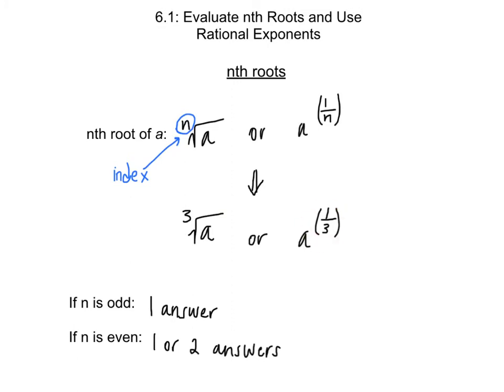Now, if n is odd, we have one answer, but if n is even, we can have one or two answers. So if you remember the concept of -2 squared being 4 and 2 squared also being 4, therefore when we take the square root of 4, we have plus or minus 2. This is related. I'm going to actually be covering the n odd or even concept later in the chapter, but that's kind of a preview.